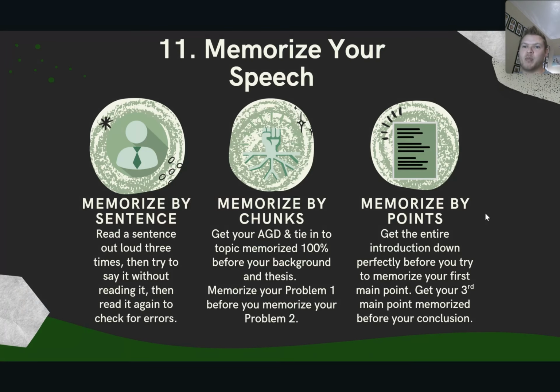Next up is memorizing your speech. How do we memorize it once we've got our first draft put together and it's good enough to take to the first tournament? Well, the first strategy is to memorize by sentence. You read a sentence out loud 3 times, and then you try to say it without reading it, and then you read it again to check for errors.